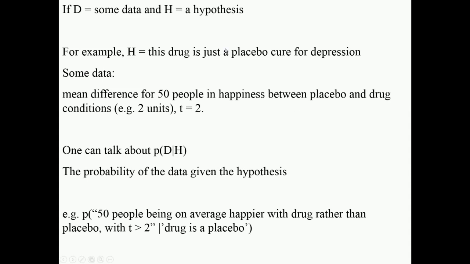Now, I've put here, we can talk about the probability of the data. This vertical line here means given. The probability of the data given the hypothesis. So given that the drug is a placebo, what's the probability that we'll get data such that t is greater than 2?